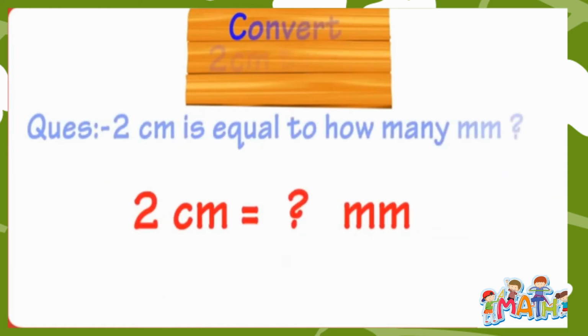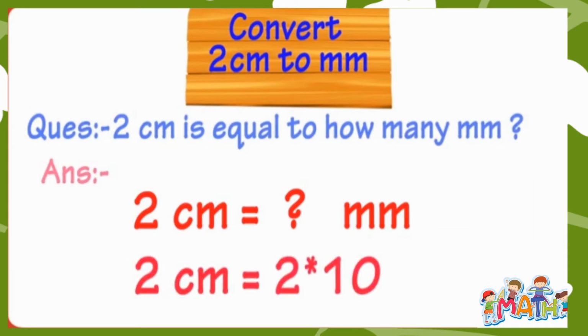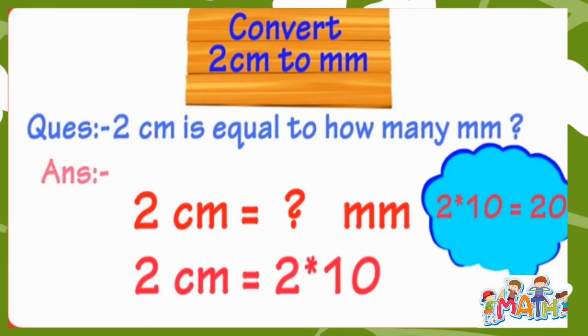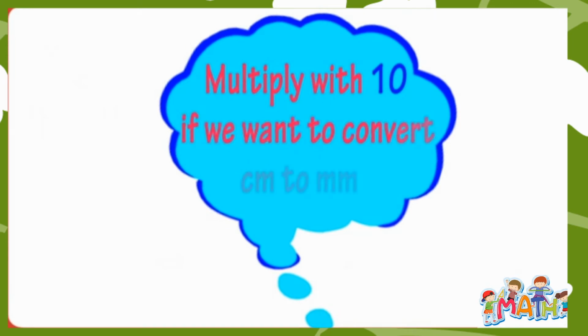Next example is 2 centimeters is equal to how many millimeters? Again, we need to multiply with 10. So therefore, 2 centimeters is equal to 2 times 10, equals 20. Therefore, 2 centimeters is equal to 20 millimeters. Remember, we need to multiply with 10 if we want to convert centimeters to millimeters.